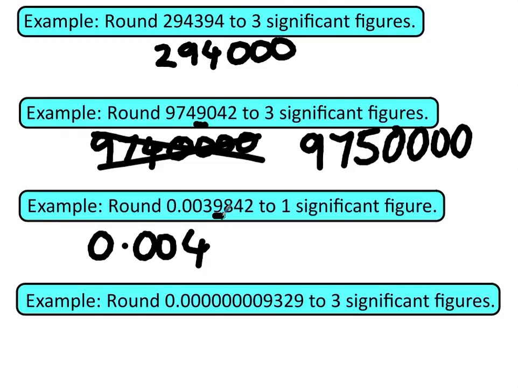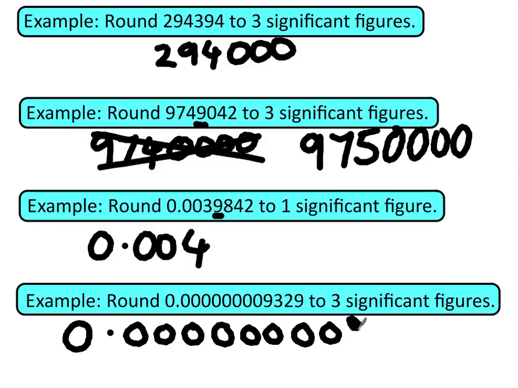This final example here is going to be quite challenging for me to count, but it's going to be 0.000000093, and of course that last number is going to be 3, because that 9 will round that 2 up to being that 3.